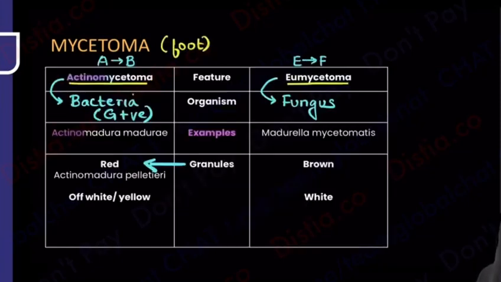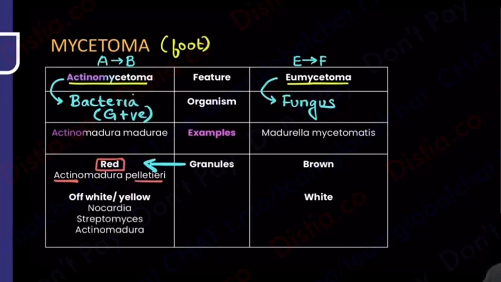So please remember that when I see red color granules, that is going to be Actinomadura pelletieri. Remember, actino will tell me it has to do with actinomyces, and for pelletieri I'll give you a mnemonic in a while. Other than that, there are other bacteria like Nocardia, Streptomyces, Actinomadura, which can give you a yellowish discharge or yellowish granules.